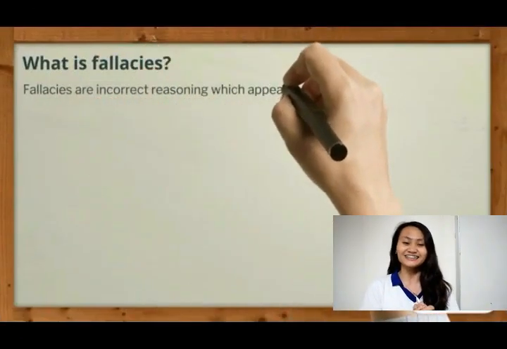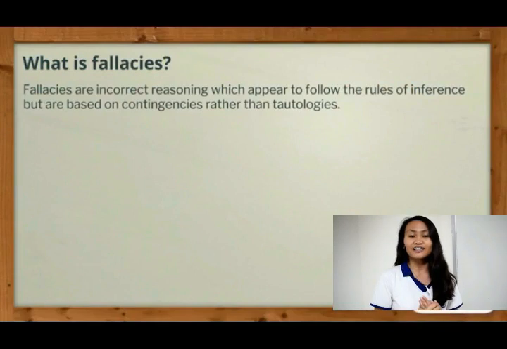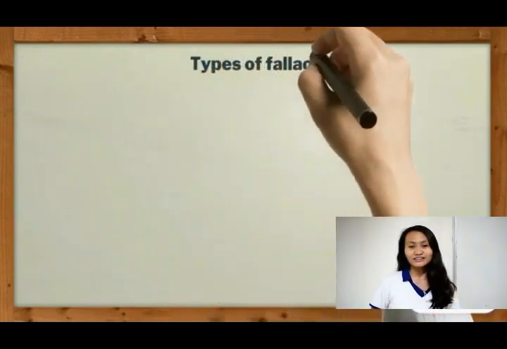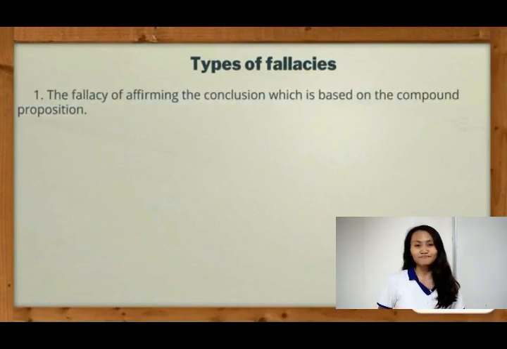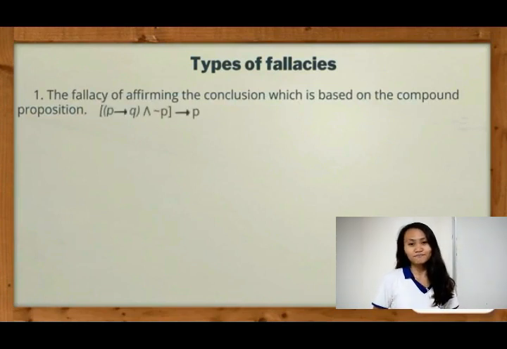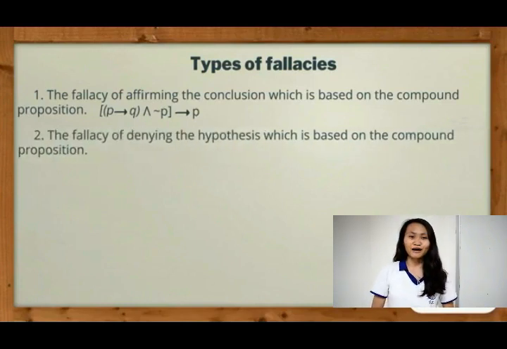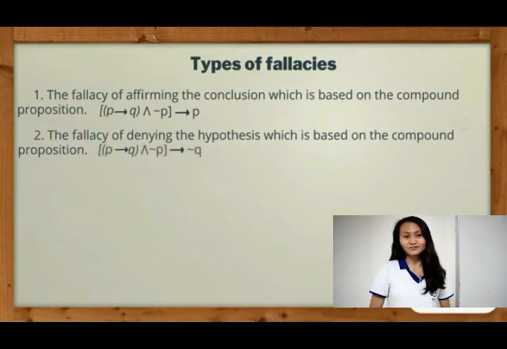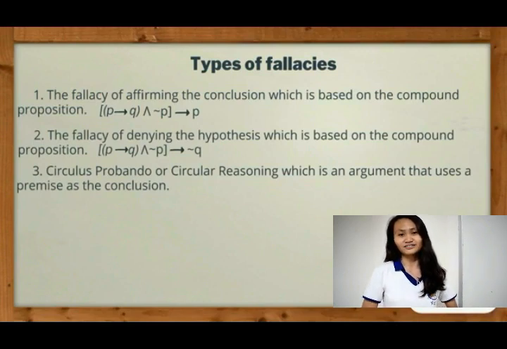Fallacies are incorrect reasoning which appear to follow the rules of inference but are based on contingencies rather than tautologies. The following are some types of fallacies. The fallacy of affirming the conclusion, which is based on the compound proposition where P implies Q and Q implies P. The fallacy of denying the hypothesis, which is based on the compound proposition where P implies Q and not P implies not Q. Circulus in probando or circular reasoning, which is an argument that uses a premise as the conclusion.